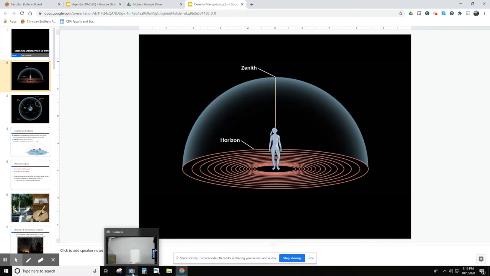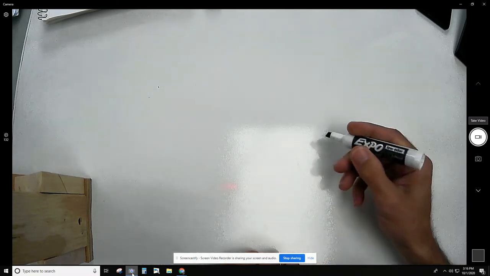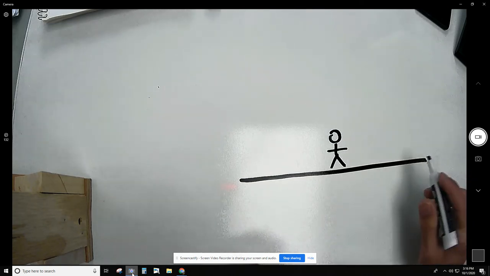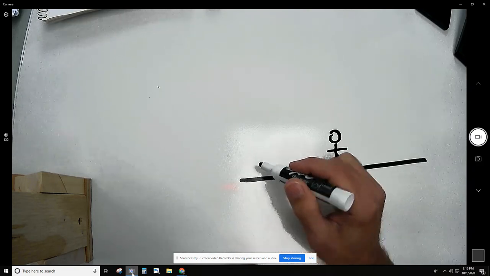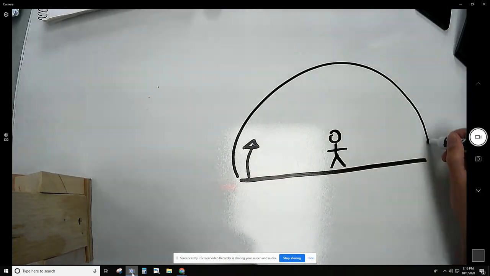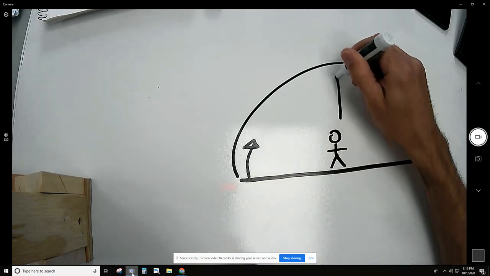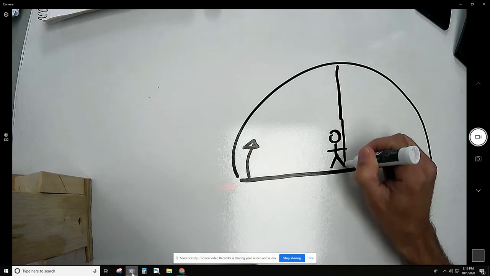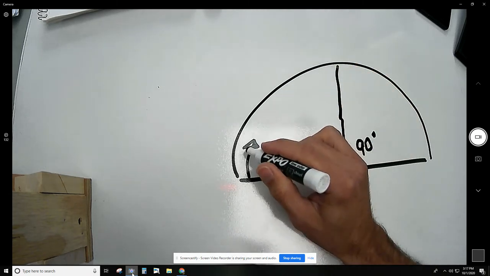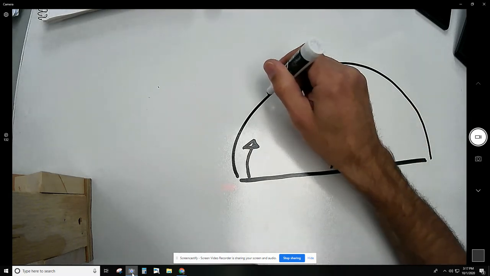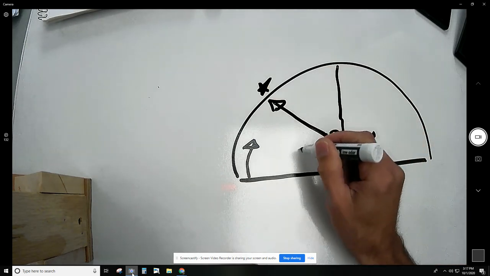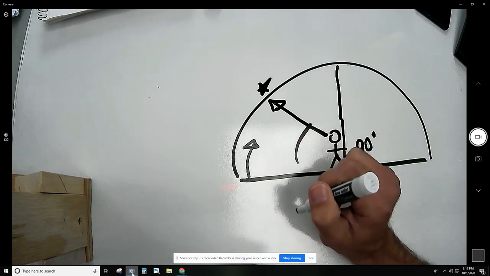If we come back to my whiteboard, we have the ground and we have the observer. If you were to measure an object in the sky above you, we'd measure it from the ground up. This is our celestial sphere around this person, and we're measuring an angle upward. Remember, straight up, the zenith, is an angle of 90 degrees. We call that angular measurement upward the altitude. If we had a star over here on our celestial sphere, we measure from the ground up to that star, and this angle right here is the altitude of that star.